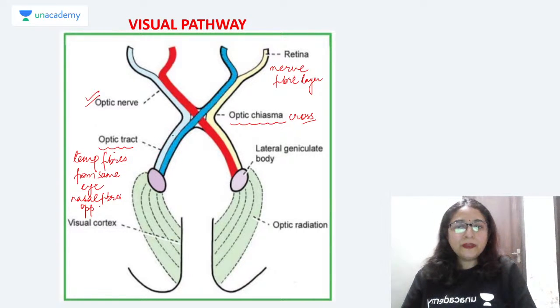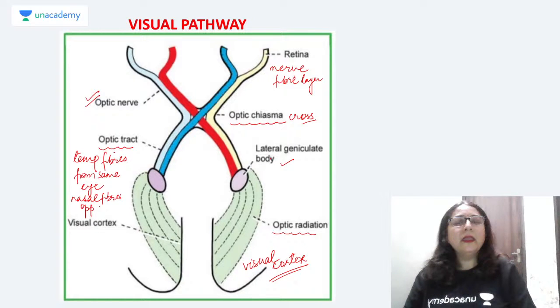Now from the optic tract, the fibers synapse in the lateral geniculate body. From the lateral geniculate body, the optic radiations start. The optic radiations have to synapse at the visual cortex.